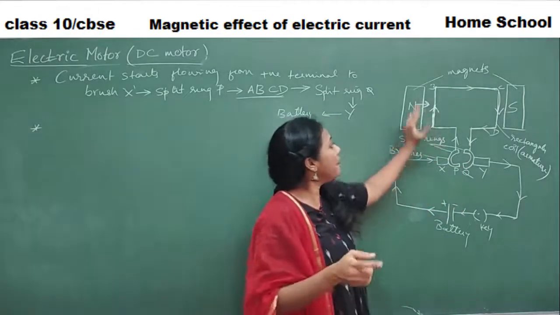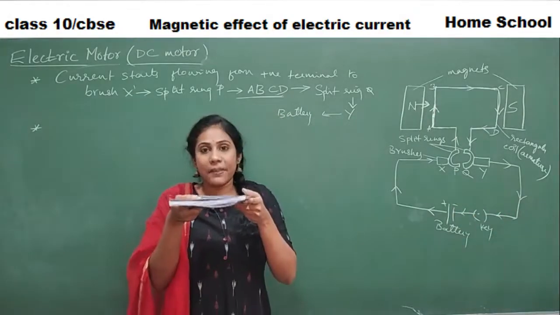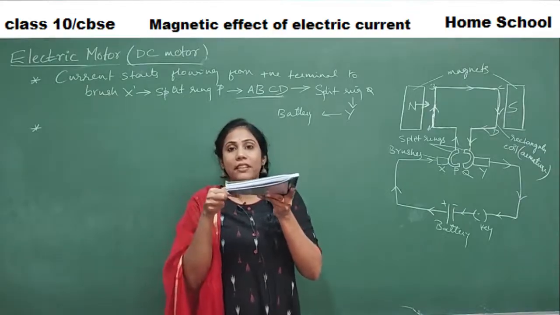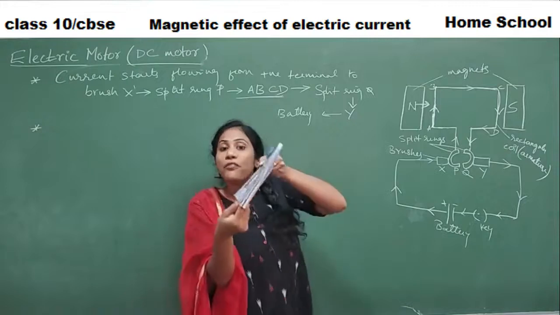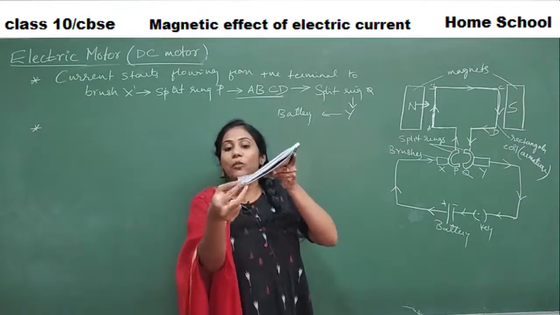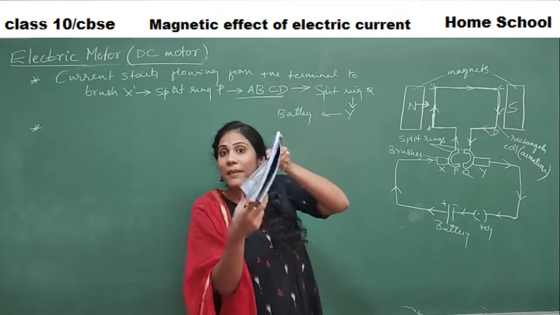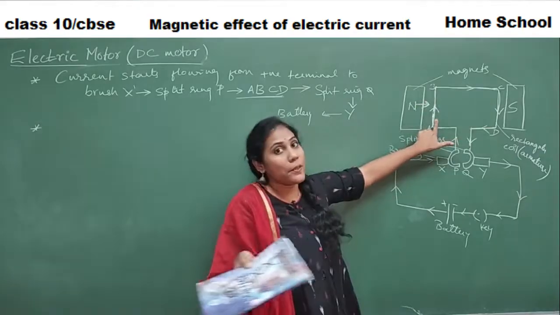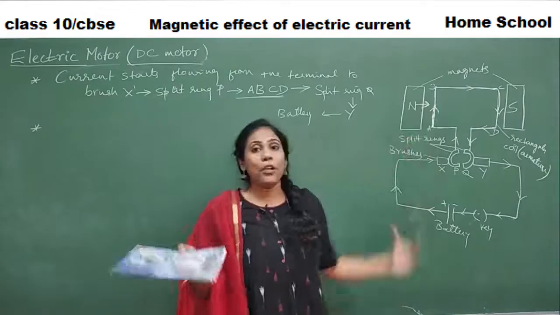The coil is something like this, no? Say for example, the coil is something like this. This is the AB side. This is the CD side. The coil will move like this. AB side will bend to the bottom, something like this. So bending of the AB side will take place. It is because of the force experienced. And how is it bending? It is bending at the bottom.